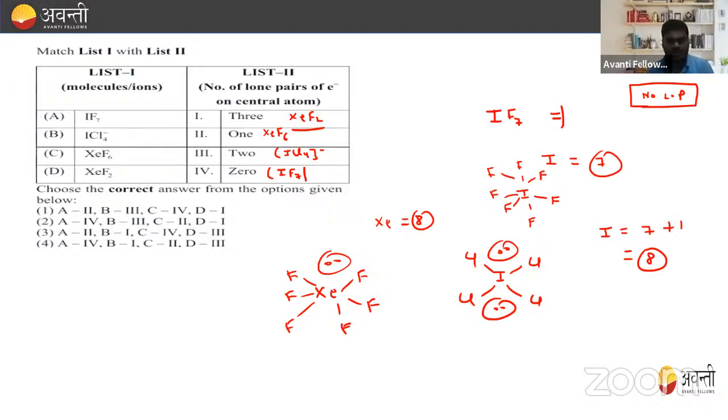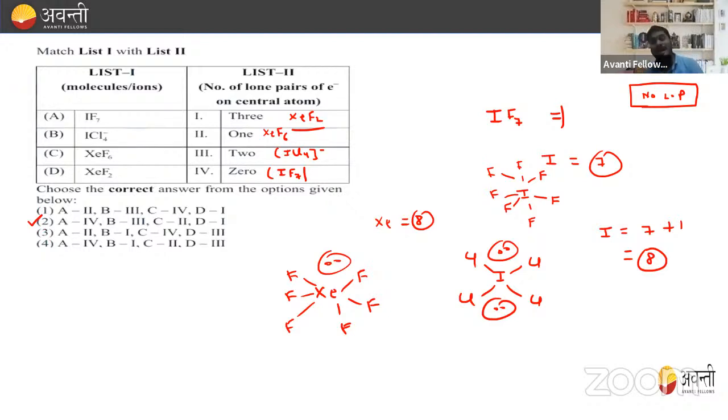Okay. Now you have the answer. XeF2 has 3 lone pairs, IF7 has 0 lone pairs. Then you can easily match this question. So what is the correct option? That is option number 2. Option number 2 is absolutely correct.